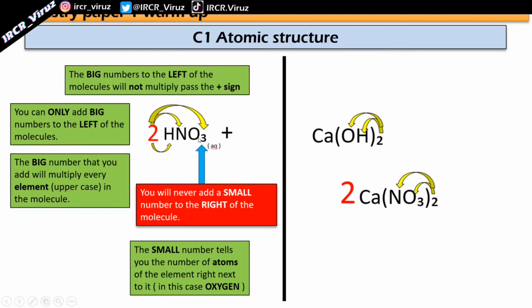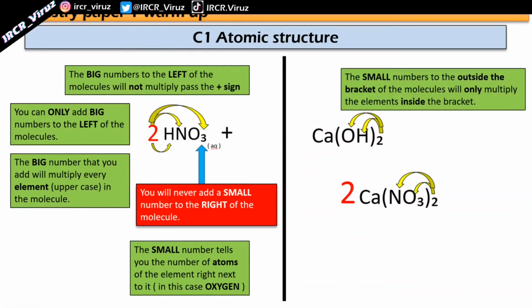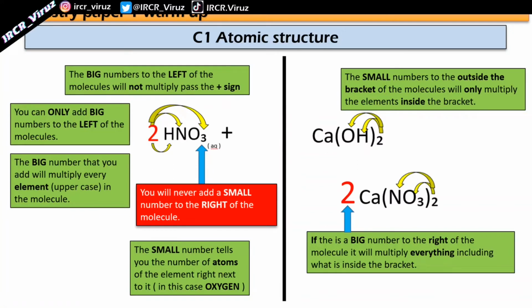Now, the big numbers to the left of the molecule will not multiply past the plus sign. So these 2 will multiply everything in here except once we pass this sign over here. Numbers outside the bracket of the molecule will only multiply the elements inside the bracket. So this 2 over here is only going to multiply the hydrogen and the oxygen, just like it does in maths. Then we've got this big number here. If the big number is to the right of the molecule, it will multiply everything, including what's inside the bracket. So we have 2 times calcium, 2 times nitrogen, 2 times the oxygen.